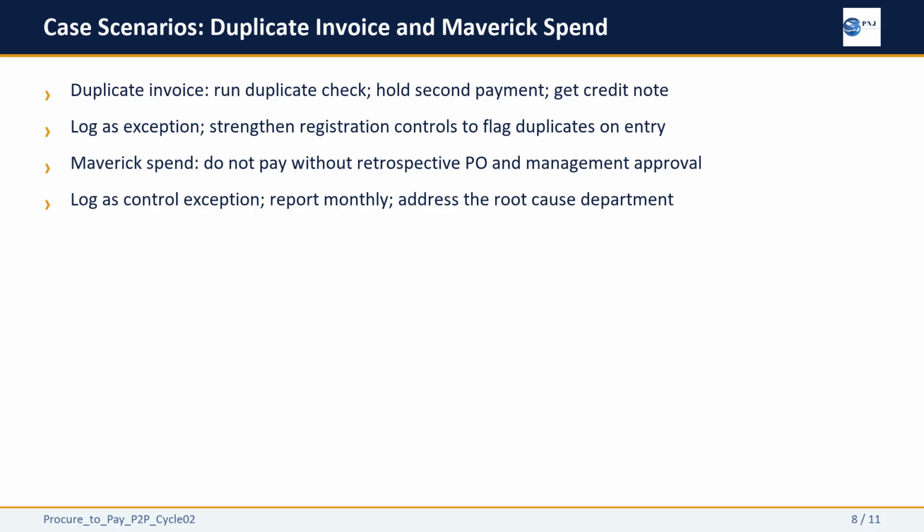When an invoice arrives with no PO, maverick spend, the response is not to pay and move on. Require a retrospective PO with management approval, log the instance, track it monthly, and go back to the department to address why they bypass procurement. The root cause is usually speed. Departments bypass the process to move faster. The risk they are creating is worth explaining directly.